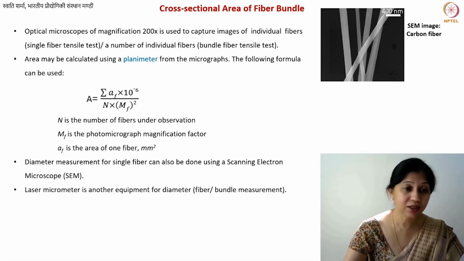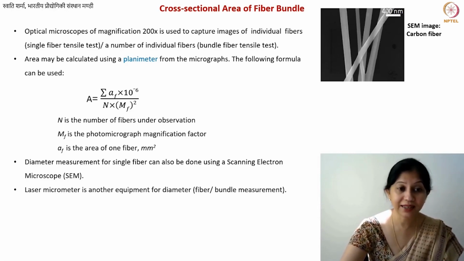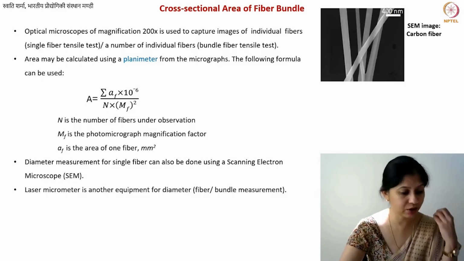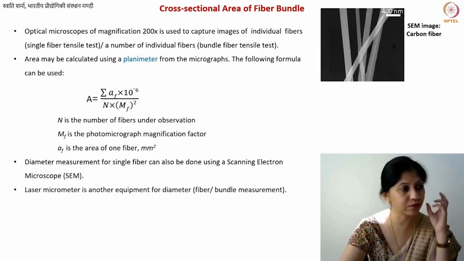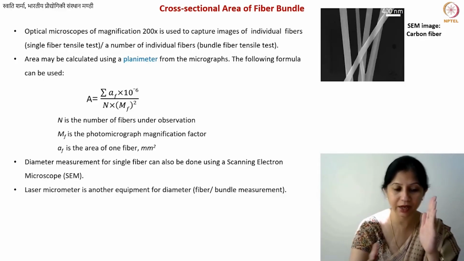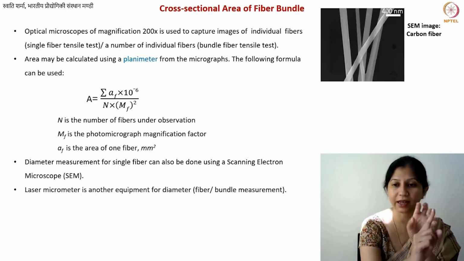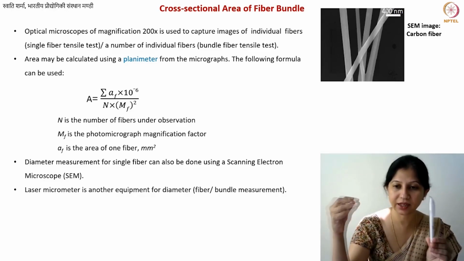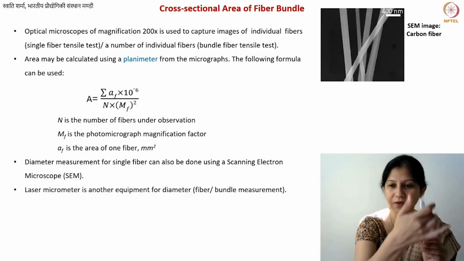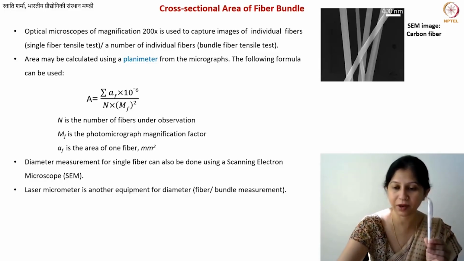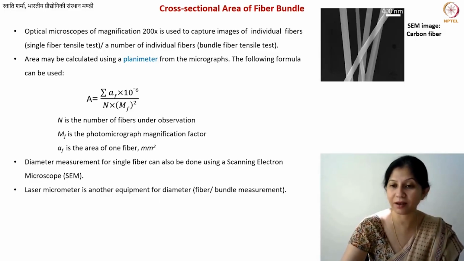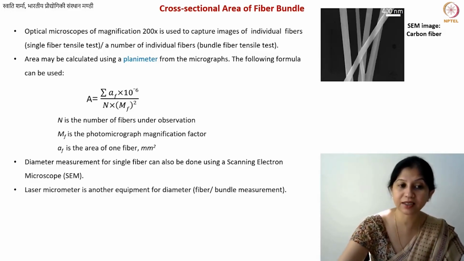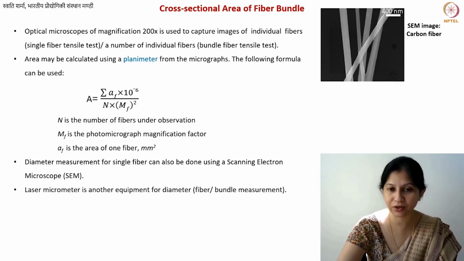Okay. There is also something known as laser micrometer, where you have a laser beam, and then you have the fiber. So you're shining the laser on top of the fiber. Let's say this is your fiber, and the laser is shined from here, then in the region where you have the fiber, you will get the shadow of this fiber, and that is how you will measure the diameter of the fiber. So that is known as laser micrometry. That also you can perform for a single fiber or a bundle of fibers.